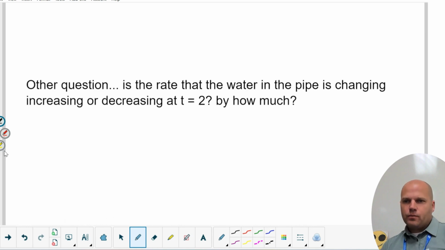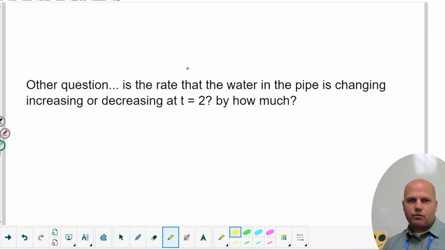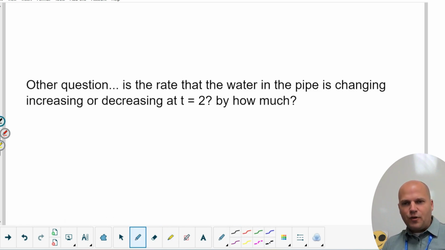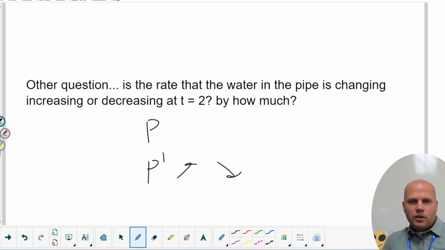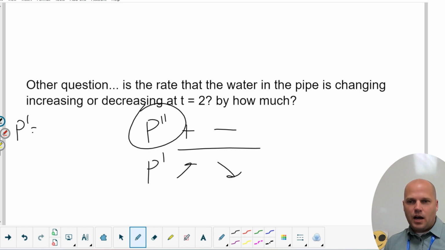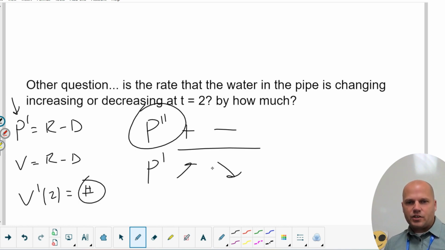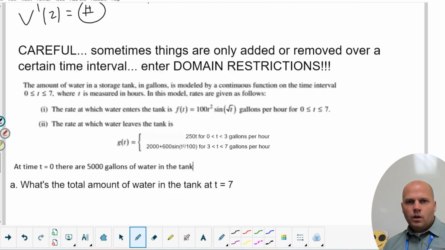Really quickly, just make sure when you're reading questions, you're reading them carefully. Is the rate that the water in the pipe is changing increasing or decreasing? By how much? Remember, if you're asked if a rate is increasing or decreasing, you'll need to look at the second derivative, acceleration. So P double prime. Here I have P prime is R minus D because R and D are already derivatives, which means if I want to figure out how P prime is changing, I'll look at the derivative of P prime or the derivative of V, get that number, and that number will tell me if my rate is increasing or decreasing. Okay.